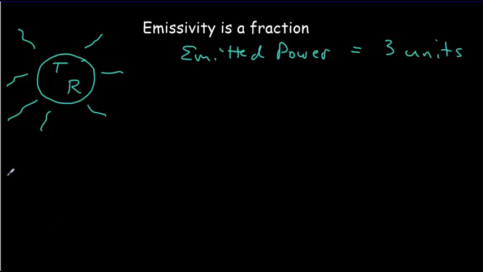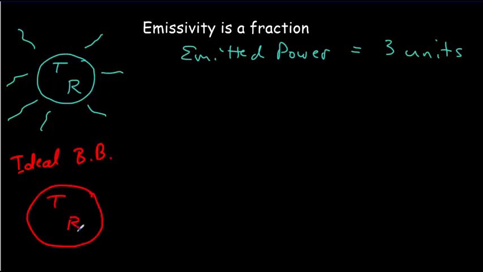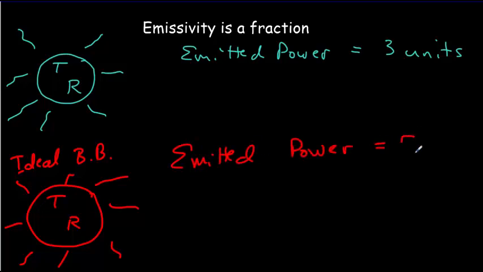And then we take an ideal black body, and it's going to be at exactly the same temperature and have the same physical dimensions, the same size. If it's spherical, it'll have the same radius. And it would emit a certain amount of radiation. That amount is going to be larger. Let's say the emitted power is equal to 5 units. Then that would mean our emissivity would be equal to 3 divided by 5, or 0.6.